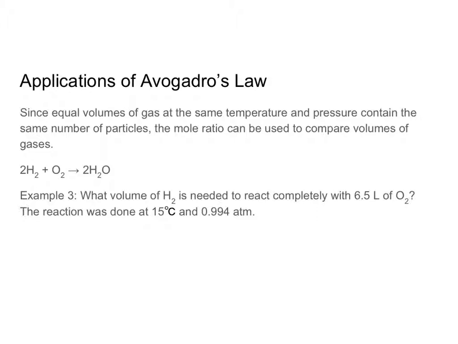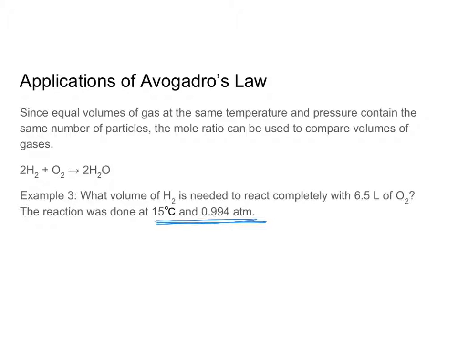If we were to apply Avogadro's law, because equal volumes of gas at the same temperature and pressure contain the same number of particles, the mole ratio in a chemical equation can be used to compare volumes of gases. So if I'm using the equation 2H2 plus O2 makes 2H2O, essentially the production of water, I can determine the volume of hydrogen needed to react completely with 6.5 liters of oxygen if the reaction is done at 15 degrees Celsius and 0.994 atm. This is really important because as long as both parts of the equation are at these conditions, then we can use the simple formula above.